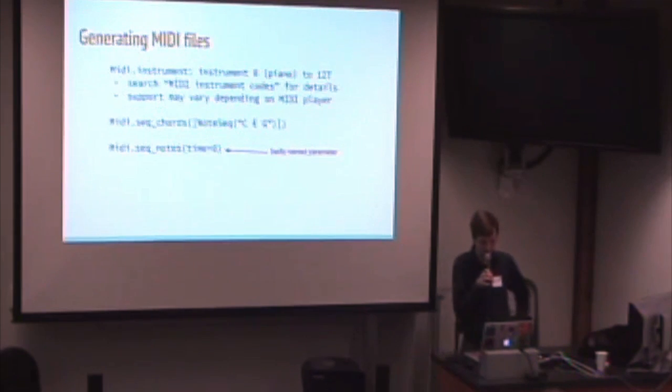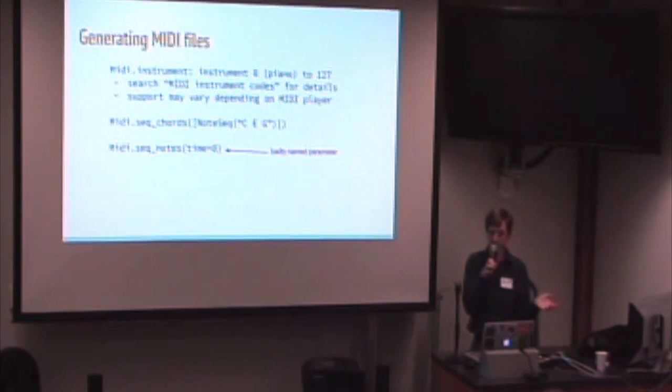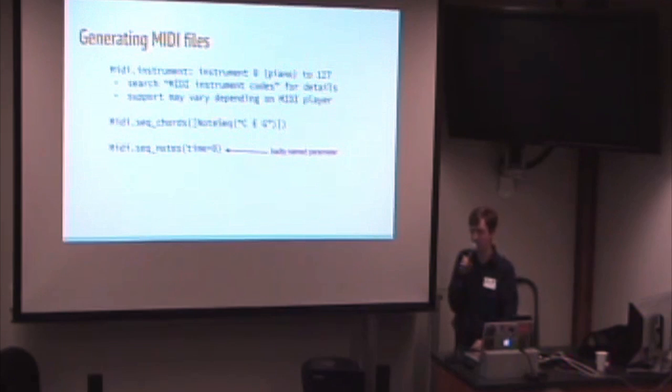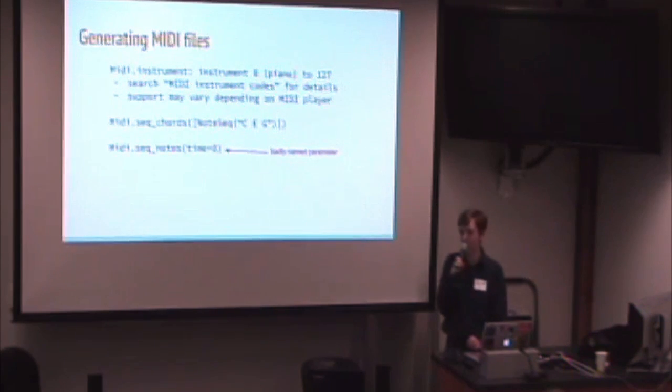Just some things that aren't shown here. The MIDI object has an instrument property. There are actually 128 and actually more than that different MIDI instruments you can play with. You heard an example of some of the string sounds at the beginning, and I'll play that again. The default is the MIDI piano, which is 0. You can search MIDI instrument codes for details. And I found that the support varies a little bit from MIDI player to MIDI player. I couldn't get all the instrument sounds on the first attempt I made with timidity on the command line.